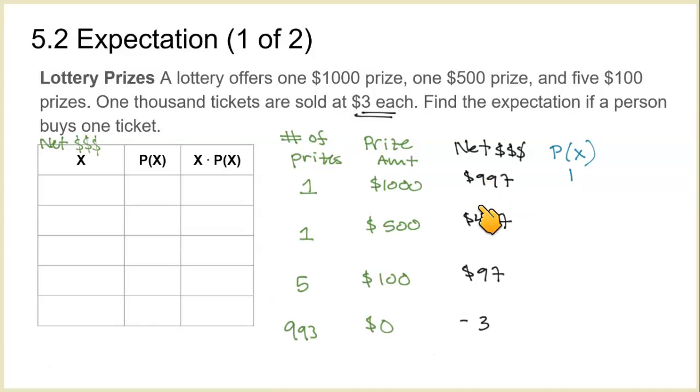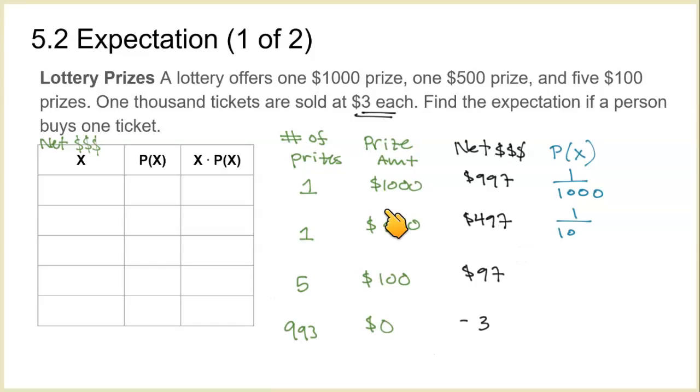So this is what X represents here. Our net, our possible, or you could say winnings, our net winnings, or the money we gained from buying a single ticket. And then the probability of each event, well, there's 1,000 tickets, and so only one ticket can win $1,000, or only one ticket can ensure I walk away with $997. That would be 1 in 1,000.